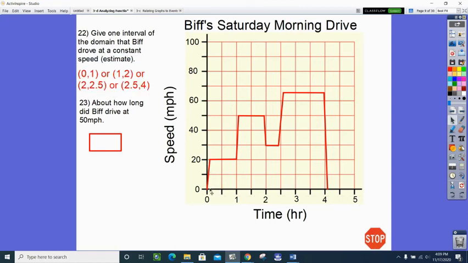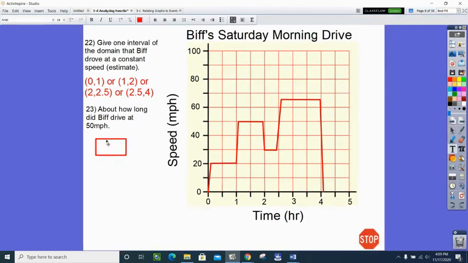So I'm saying, 0 to 1, definitely with parentheses there because it doesn't start exactly at 0. It also happened between 1 and 2. Again, a little bit more than 1, a little bit less than 2. From 2 to about 2.5. And from that 2.5 to about 4. And again, we know that there's some time in there that's accelerating, or eventually over here, we would be talking about decelerating. And about how long did Biff drive at 50 miles per hour?